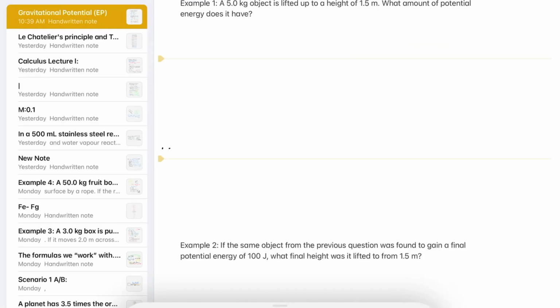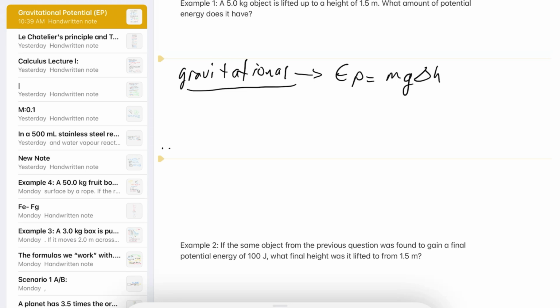So let's take a look at our first example. It says a 5.0 kilogram object is lifted up to a height of 1.5 meters. What amount of potential energy does it have? So first of all, what kind of potential energy does it have? Does it have elastic or gravitational? Well, since it's lifted up to a height, we know that it's gravitational. So we're going to use the formula EP is equal to mg delta h.